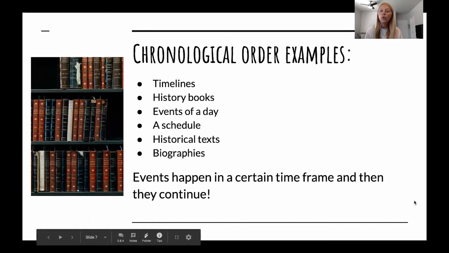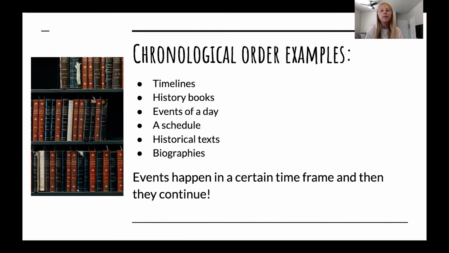So, chronological order examples. Some examples are timelines, history books, events of a day, a schedule, historical text, and biographies. Events happen in a certain time frame and then they continue. So these are all examples of different types of text that we can see chronological order present in. I'm sure you are all familiar with at least a couple of these different examples.